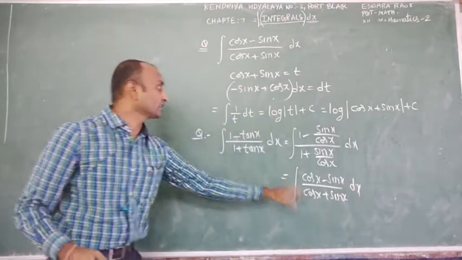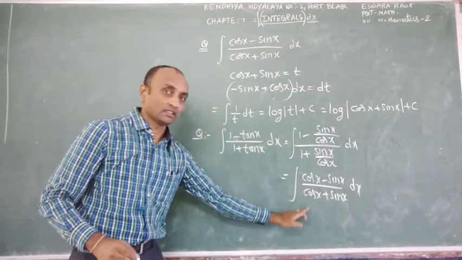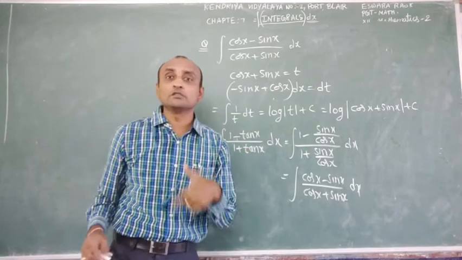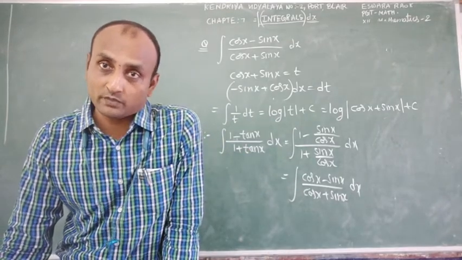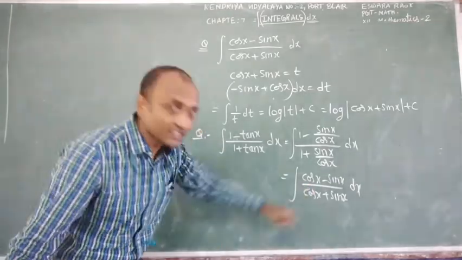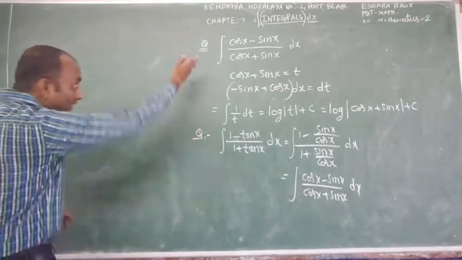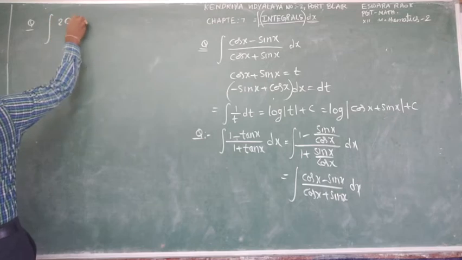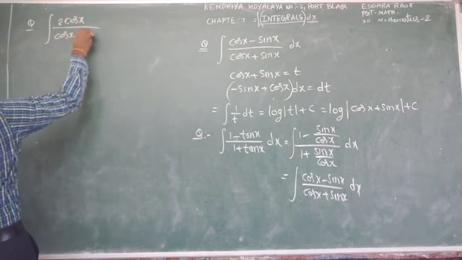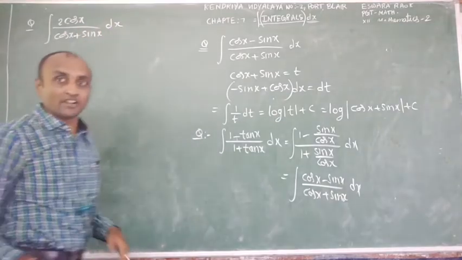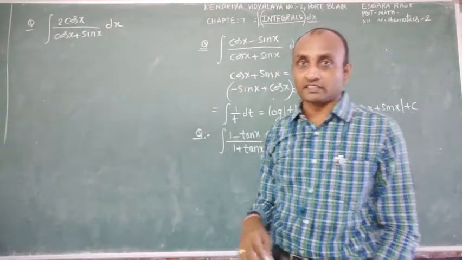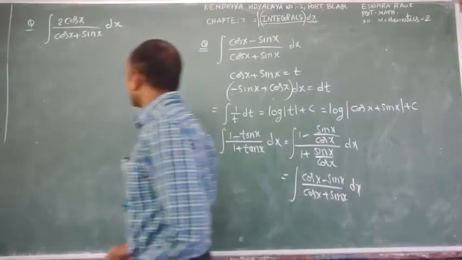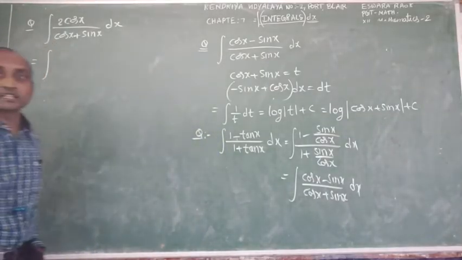Actually you should know this expression also, 1 minus tan x by 1 plus tan x. See, what is the question? Same. The thing is, some simplification I need to do before I integrate or use the substitution method. I need some simplification to be done. That's what we did. And the same question in another way, they ask: what is the integration of 2 cos x by cos x plus sin x into dx? This is a famous question. If I take sin x plus cos x as t, cos x minus sin x should be there. It is not there. But here a modification can be done.